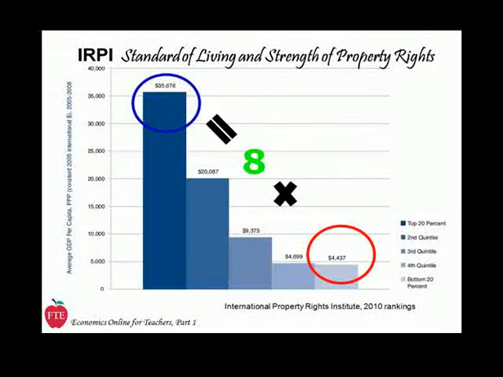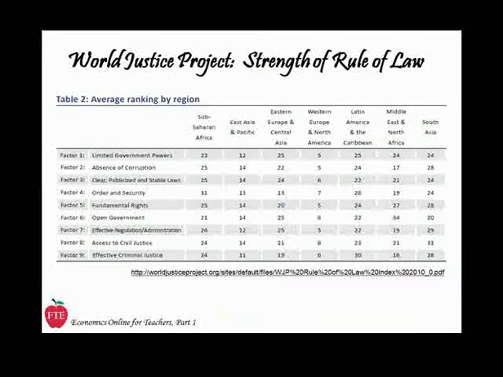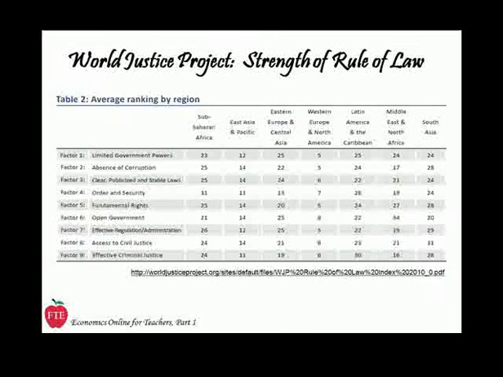As IPRI comments, quote, over a 2007-2010 average, countries in the top quintile of property rights rankings enjoy a per capita income 8 times that of their counterparts in the bottom quintile. Now, we mentioned earlier that property rights that aren't enforceable aren't property rights at all. So the rule of law is an essential companion to and component of wealth-producing property rights.